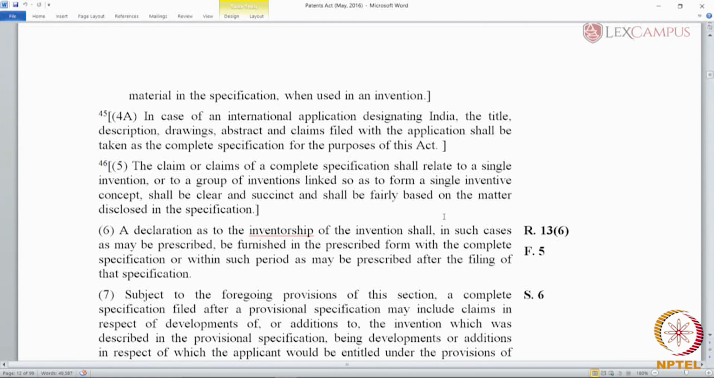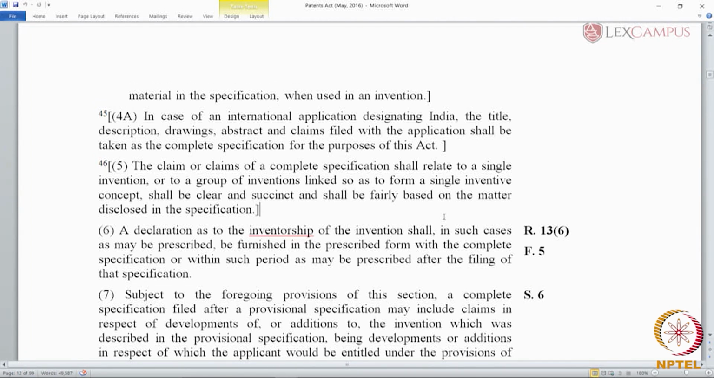Similarly, you cannot claim an invention or a part of an invention which you have not described in the descriptive part of the specification. So the concept of fair basis tells us that every claim should be based on a description in the descriptive part of the specification. The description should disclose the claim, or the claim should flow from the description.